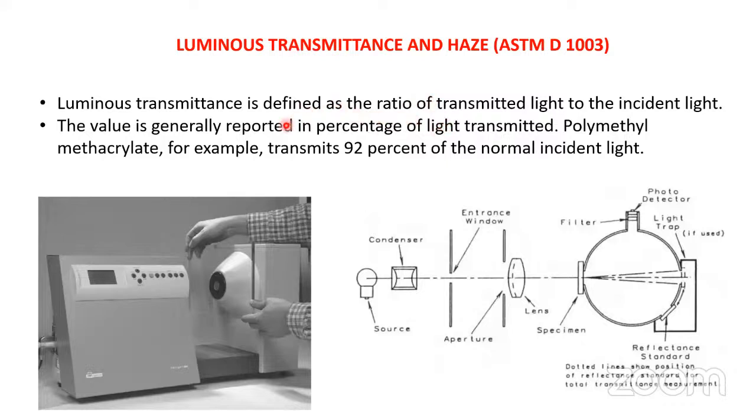Haze means what? If your material is less transparent, or you can say it has a whitish color or whitish thing in it, that is less transparent, or haze. Luminous transmittance is defined as the ratio of transmitted light to the incident light on the material. The value is generally reported as a percentage of light transmittance.